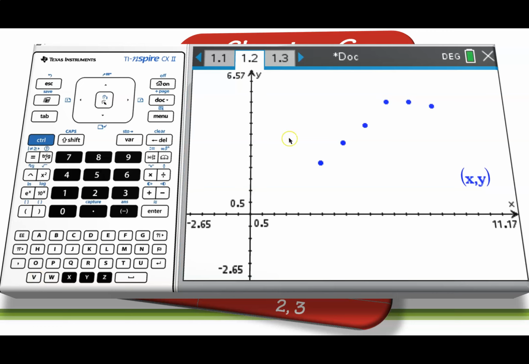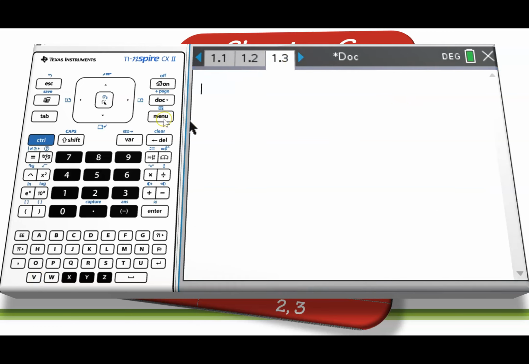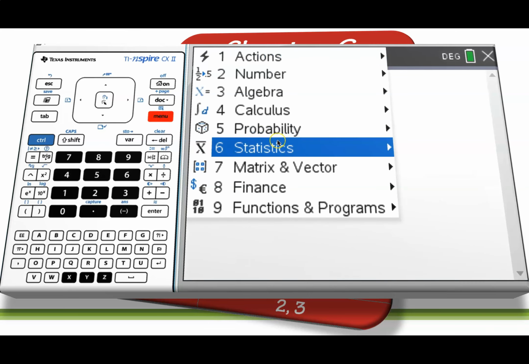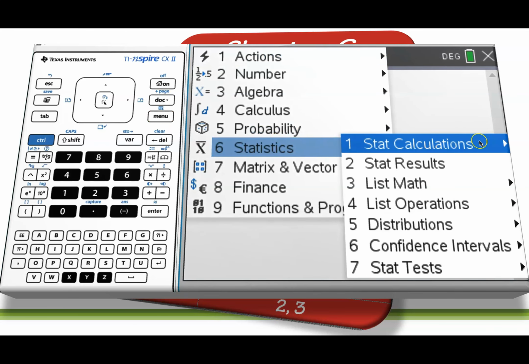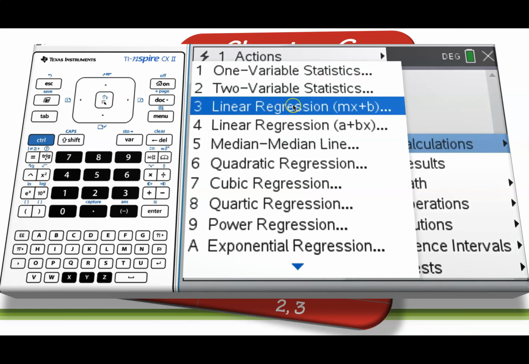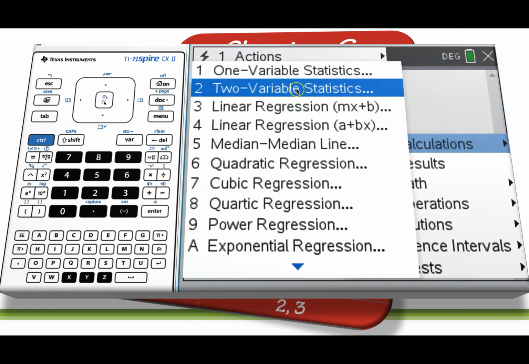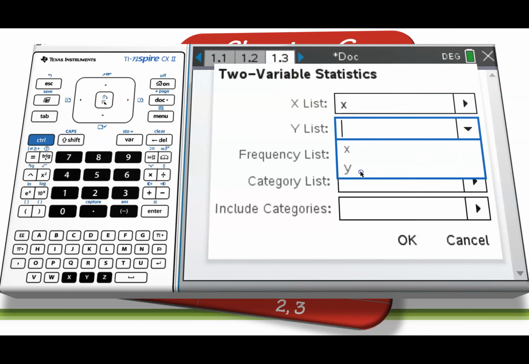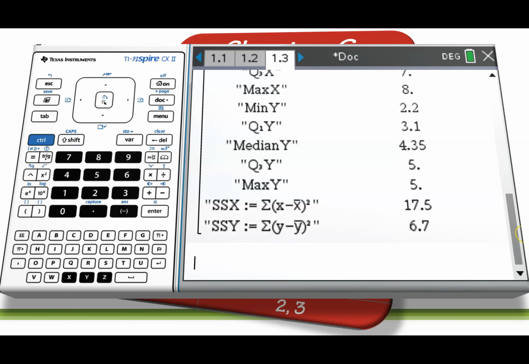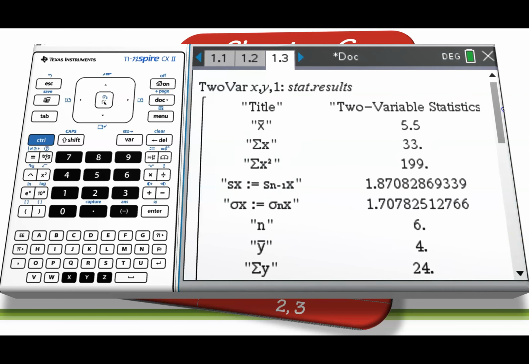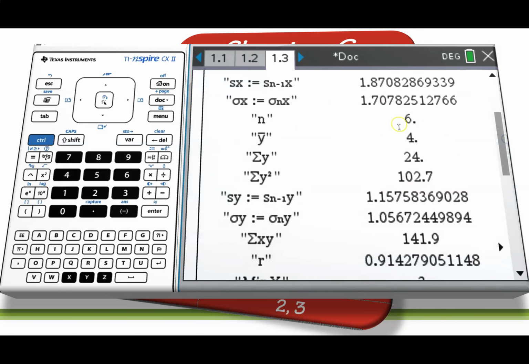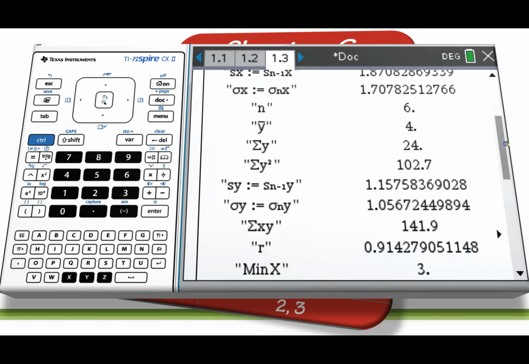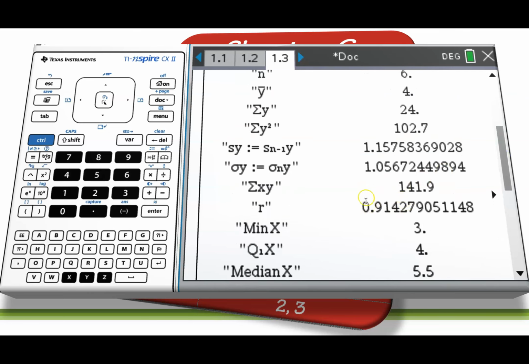What am I going to do with that? I'm going to do some stats calculations on that data, to see their interconnectedness. I'm going to go to linear regression. Remember, you always check with 2-variable stats first. Let's figure out what this R value is and what the means are. The mean of X is 5.5. The mean of Y is 4. And the R value is 0.91. So it's significantly high, close to 1. So it's strong positive correlation.